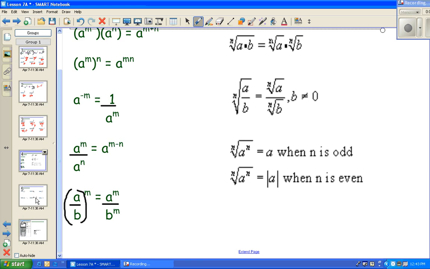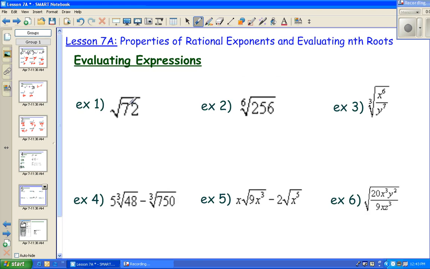So let's put some of those rules to use here. The square root of 72. What we're going to do is, since 72 is not a perfect square, we're going to break it up into the highest perfect square, which is 36, that can go into 72. And then I'm going to take the square root of 36. This was one of our rules. You can break them up into their own radicals. And the square root of 36 is 6. Square root of 2.